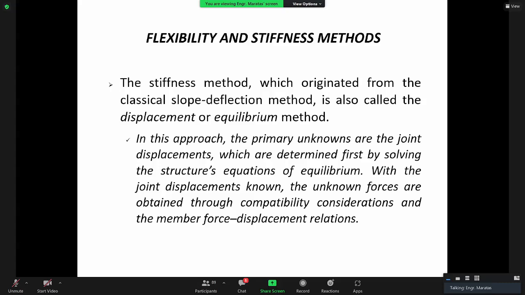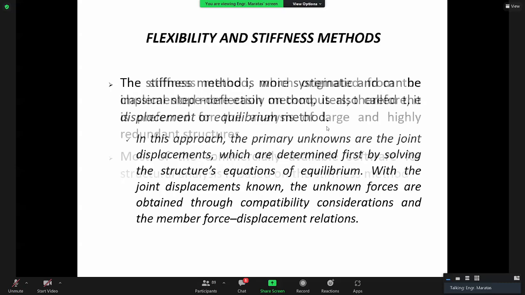Which are determined first by solving the structure's equations of equilibrium. With the joint displacements known, so once you have the joint displacements, the unknown forces are now obtained through the compatibility considerations as well as the member force displacement relations or relationships. So again, in the stiffness method, the unknowns are the deflections. Okay? So once you have the deflections, then that's the time you compute the forces. Okay? It is more direct, no? The stiffness method is more direct, no?